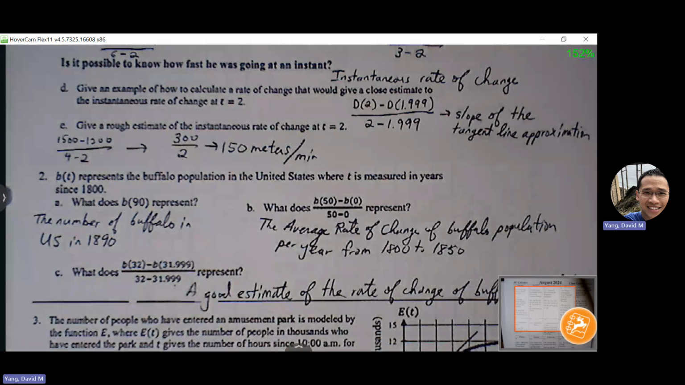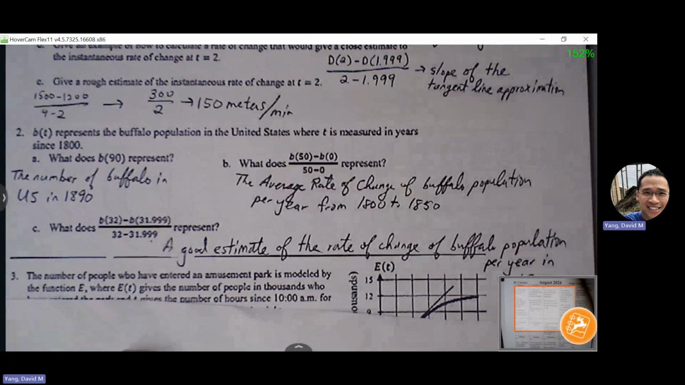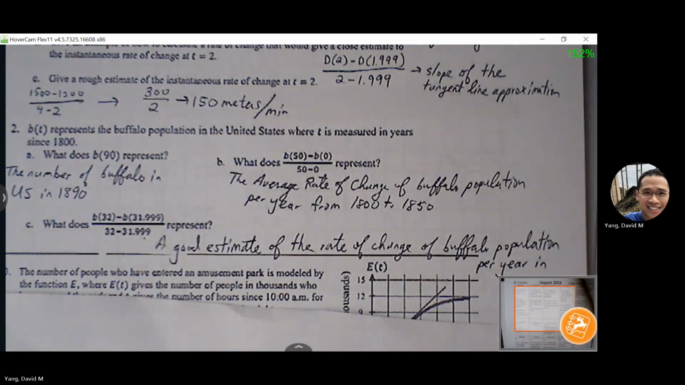We know it's not exact, but it's trying to give as accurate an approximation as possible by picking a point that's purposefully really, really close to 32, right? The closer we are to our target, the better our approximation for our tangent, right? It's trying to approximate that tangent line rate of change.